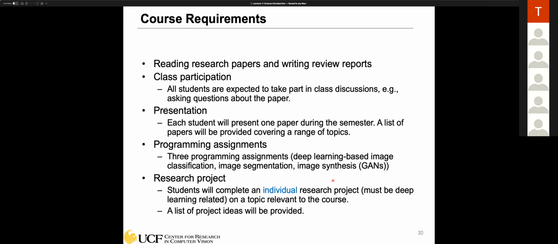Okay, so for this course, we have a couple of components. Here are the basic requirements. We will be reading research papers and writing review reports. So we have 10 papers to review throughout the semester. Each week you will be assigned one paper. Maybe after 3 or 4 lectures, I will post the papers for you to review. After you review the paper, you will write a review report.